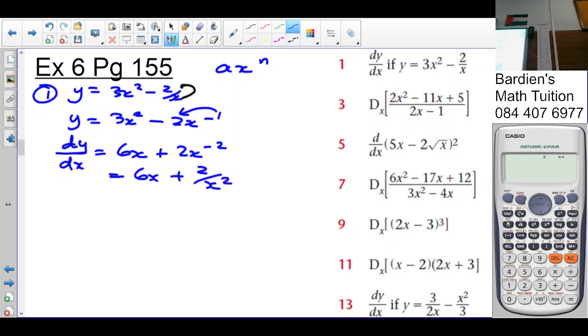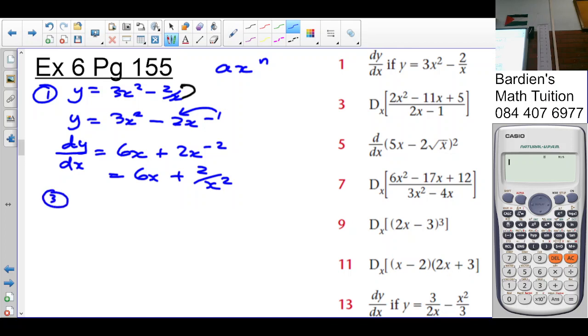Because in the exam, they normally don't restrict. However, if the question is explicitly telling us to write it with positive exponents, it must be written with positive exponents. Alright, you all okay with that?